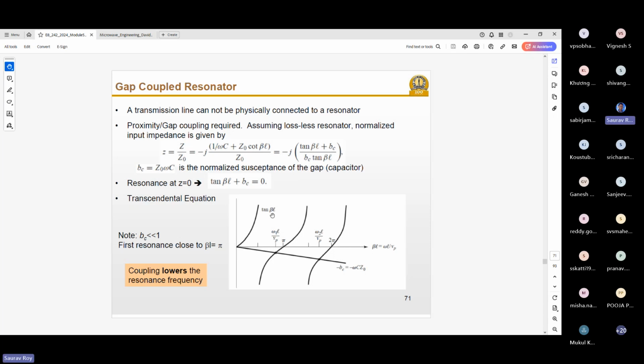As you see here, the tan beta L plot and this BC plot intersect close to pi. The x-axis is beta L, which is related to frequency. So the first resonance happens close to pi. And as you see, because of the coupling, the resonance is actually lower than pi. So this coupling or the air gap is reducing the resonance frequency, as you can see from this picture.